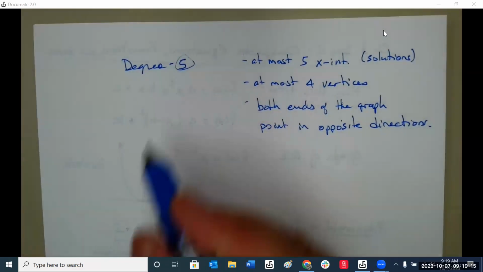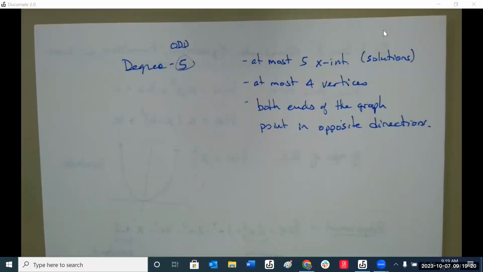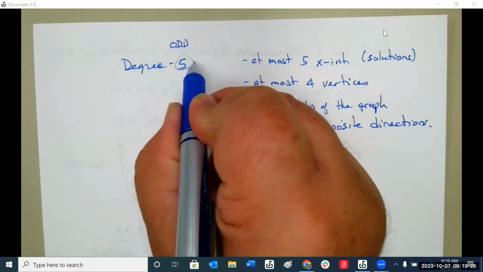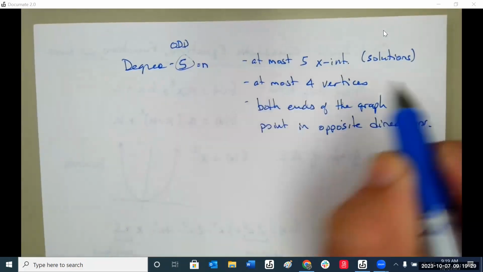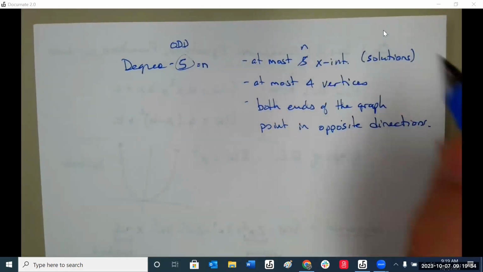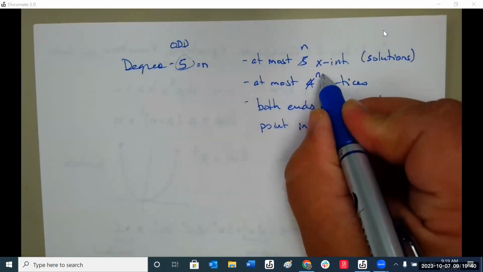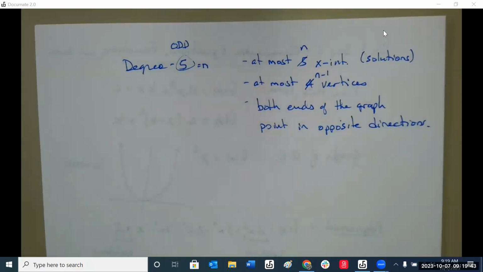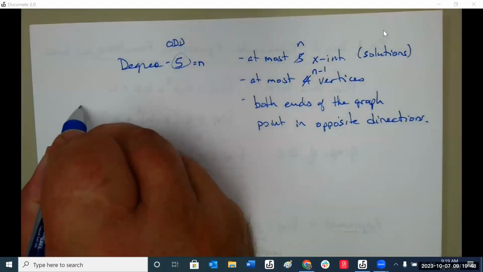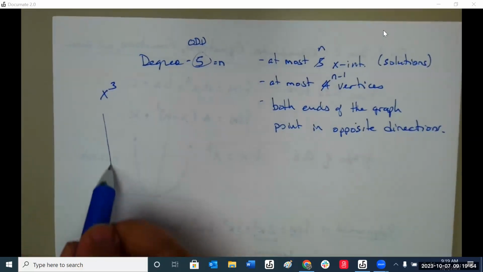Instead of showing that right now, I'm going to change this from a 5 to a 3, because remember, these are all true if it's odd. So instead of this, I'm just going to use the letter n. If we have a degree n, then we have at most n intercepts. We can have at most n minus 1 vertices. And if it's odd, they point in opposite directions. So let's look at that function.